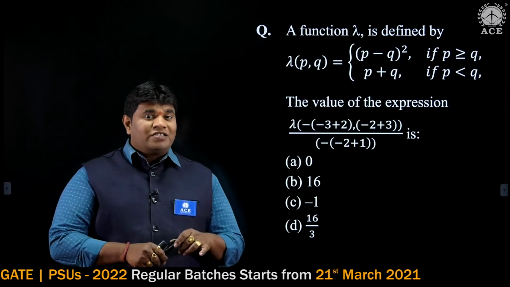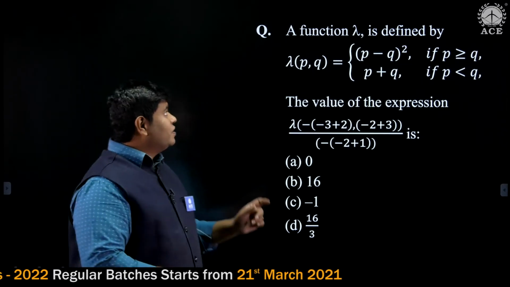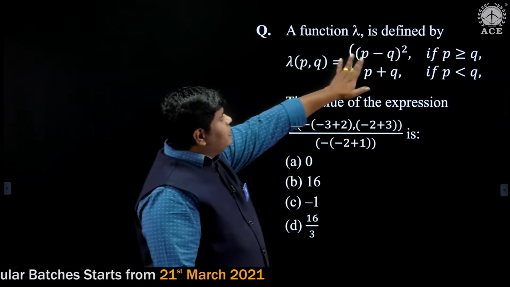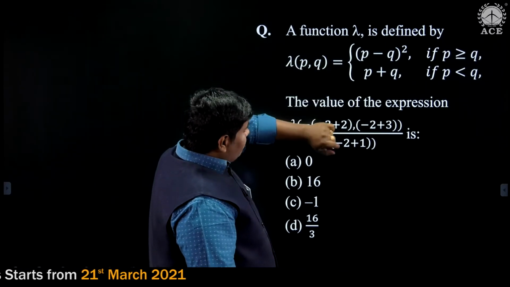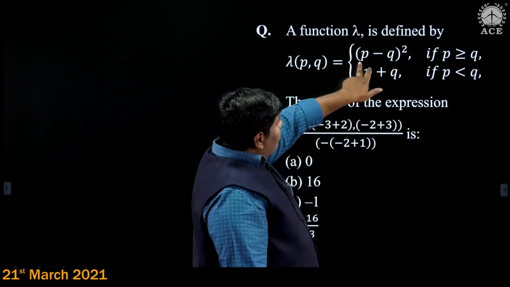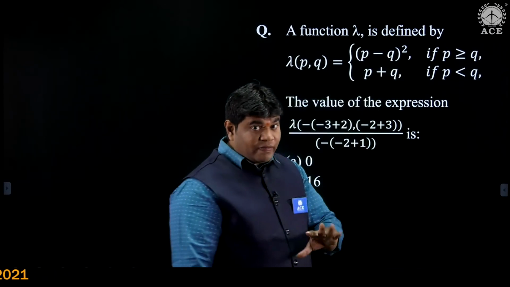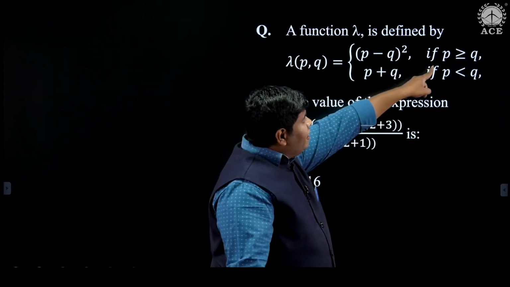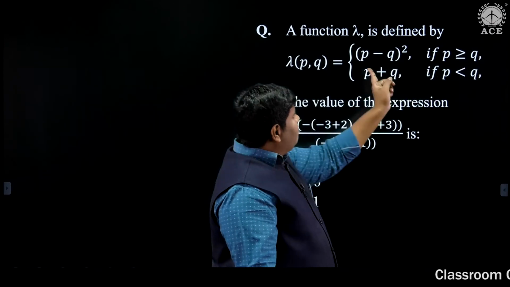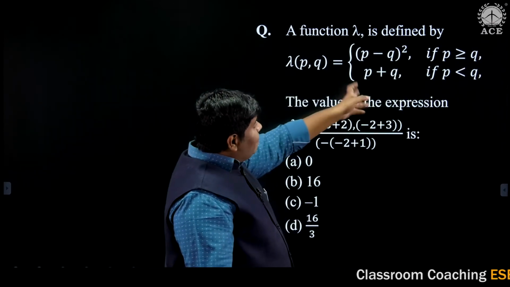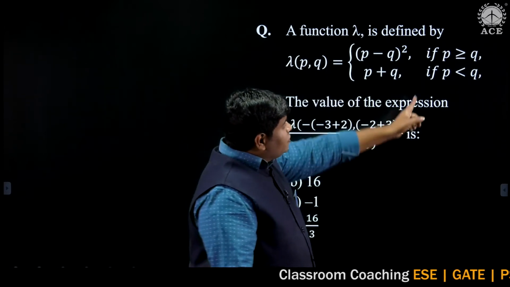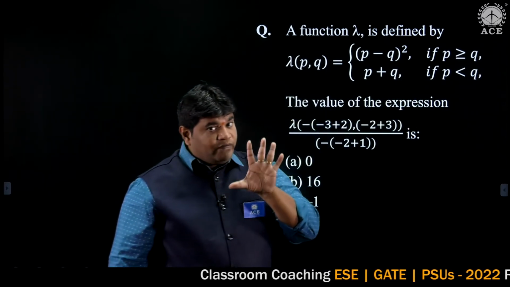Okay students, this problem, look at. Very easy question, this type of question. Observe. A function lambda is defined as lambda of p, q equals (p minus q) whole square, if p is greater than or equal to q, and (p minus q) whole square upon (p plus q) if p is less than q. That is the information.